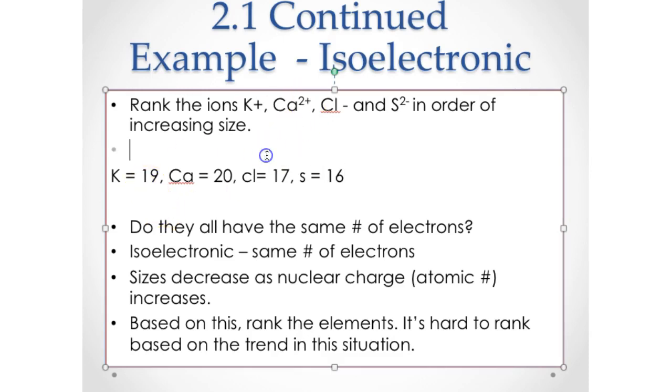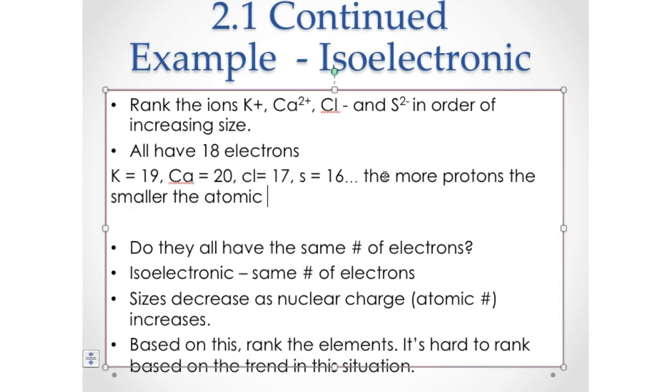Right, and they all have 18 electrons. So they all have 18 electrons, but what they have different is the number of protons. So the more protons, the smaller the size. So when you rank these, the one that has the more protons would be the smallest.